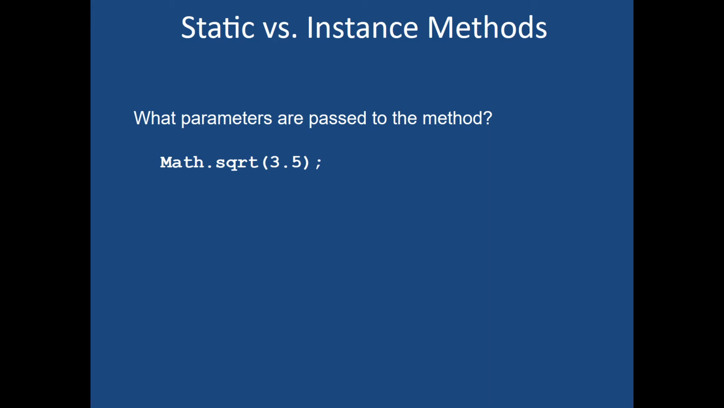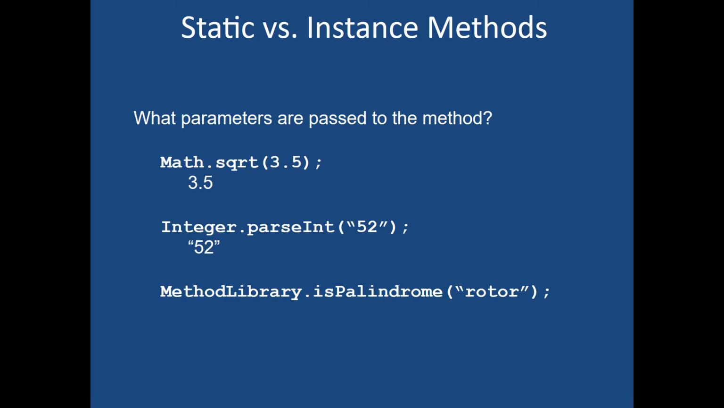Yeah, 3.5. Okay, there's one parameter, it's 3.5. Okay, what are the parameters here? Yeah, string 52. What about here? Yeah, the string rotor. That's all easy stuff.